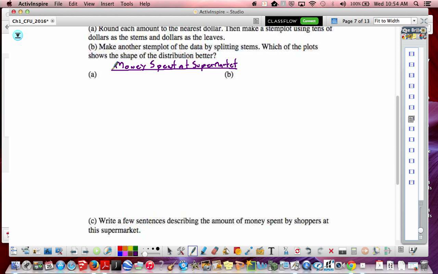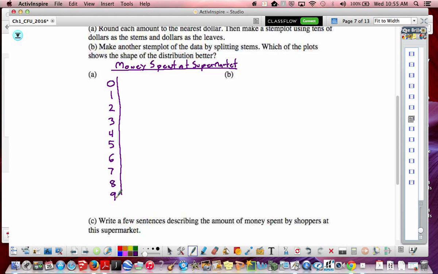So they ask you for the stem plot to use tens of dollars as the stem, and then the leaves are just the single dollars or the ones. Well, since the first couple data points are $3, $8, and $9, there is no tens digit, so we just assume it's 0. So we have the single digits, the tens, the 20s, the 30s, the 40s, the 50s, and the $60, $70, $80, and $90 range.